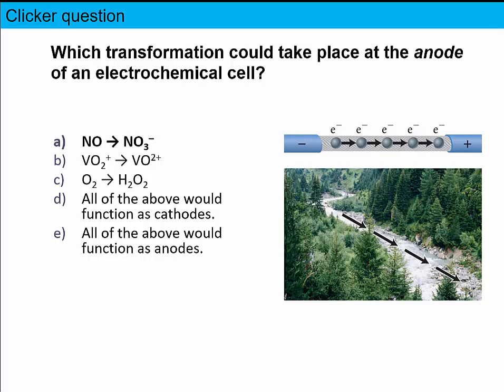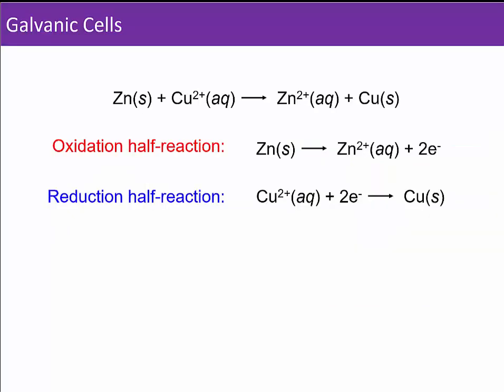Right, it's going to be A. The NO going to NO3 minus. Right. So in our galvanic cells, we're going to have two half reactions. One is always going to be an oxidation. One is always going to be a reduction.